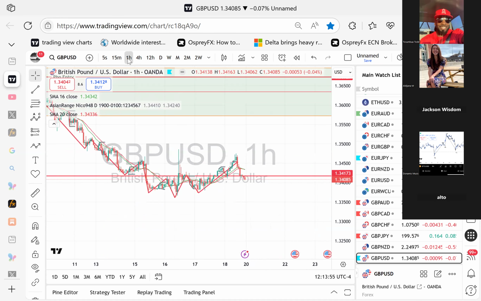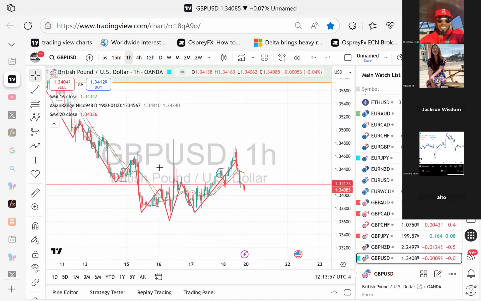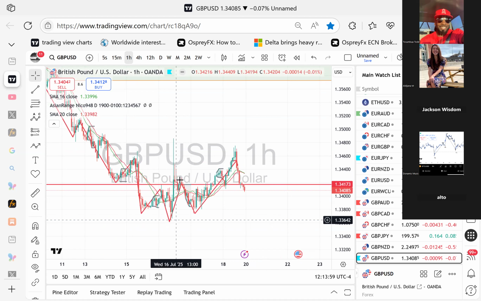Let's talk about that. Once you've got this change of character, if I was looking for an entry at this change of character, I would have fibbed this up move. I would have fibbed from here to here and looked for an entry, which probably would have gave me.